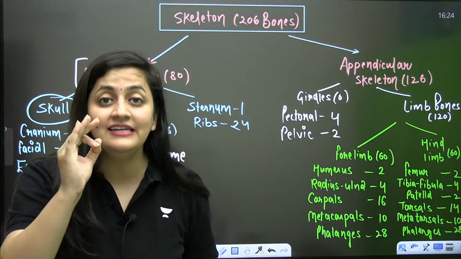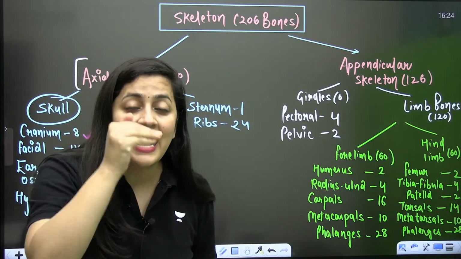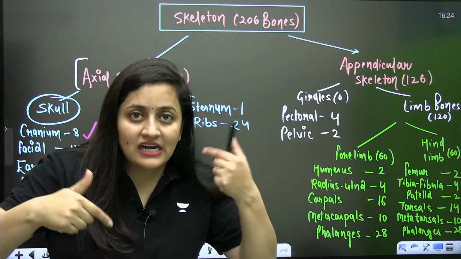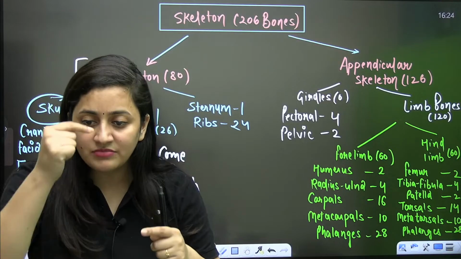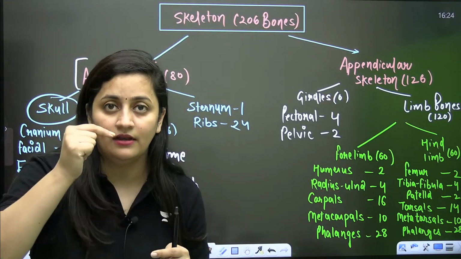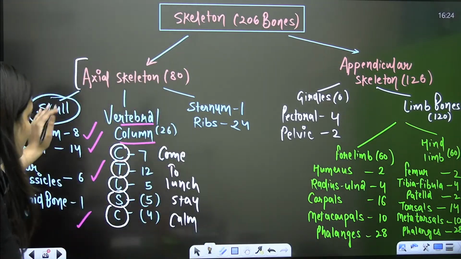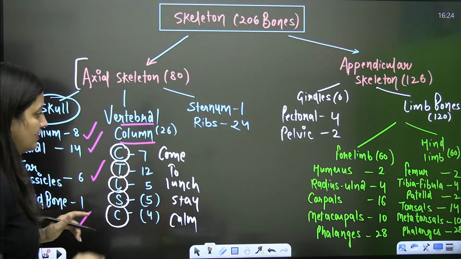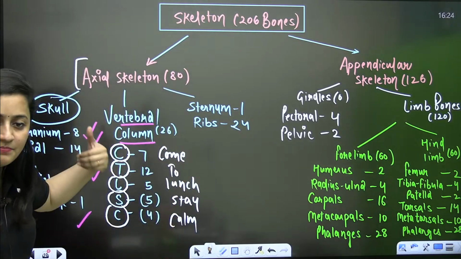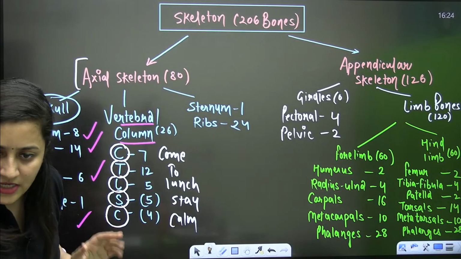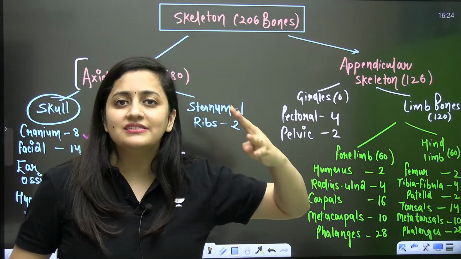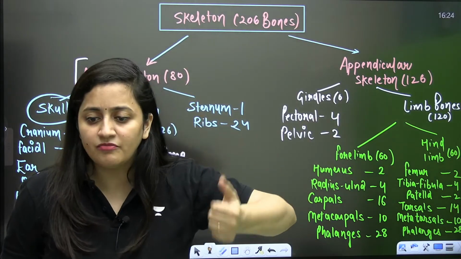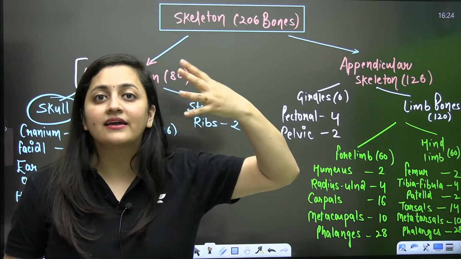I will explain it in detail as well. But as of now, try to cram these names, then we will discuss everything in detail. But first of all, let's remember it. Let's mug up this topic. So it's come to lunch, stay calm. Cervical, thoracic, lumbar, sacral, coccyx. Repeat it with me, everyone.